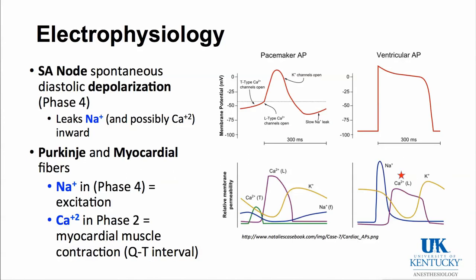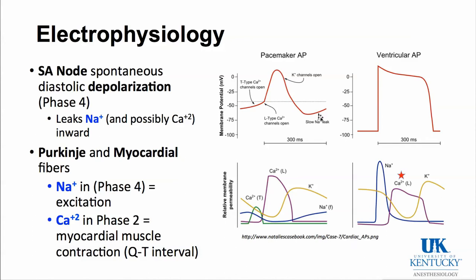Electrophysiology. The SA node and the ventricular or Purkinje fibers are shown here. Let's look at the SA node or pacemaker node first, action potentials. The SA node undergoes spontaneous diastolic depolarization during phase 4, shown here, and this is where you have a slow leak of sodium coming in, and possibly calcium, causing spontaneous depolarizations, and the SA node becomes our pacemaker for the heart in most circumstances.